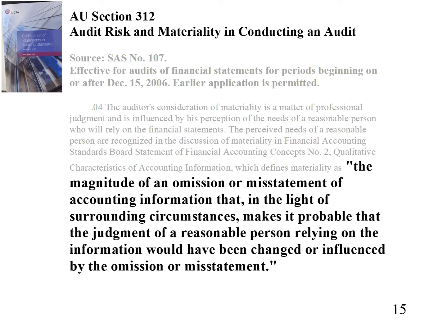The magnitude of an omission or misstatement of accounting information that in light of the surrounding circumstances makes it probable that the judgment of a reasonable person relying on the information would have been changed or influenced by the omission or misstatement. I want to emphasize probable. Probable, reasonably possible, and remote are important words to auditors.